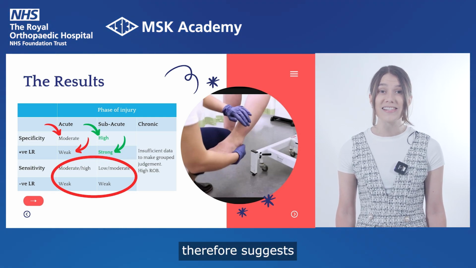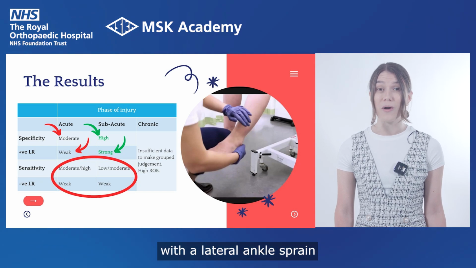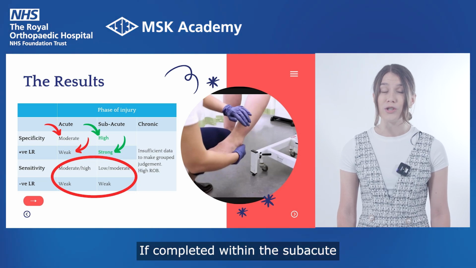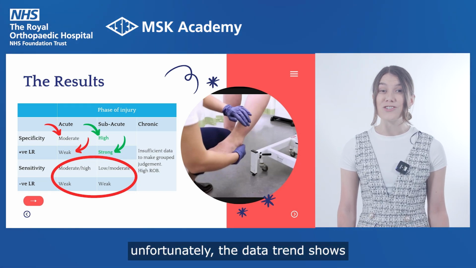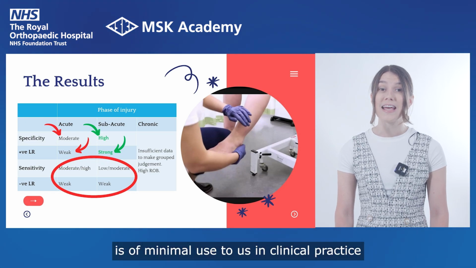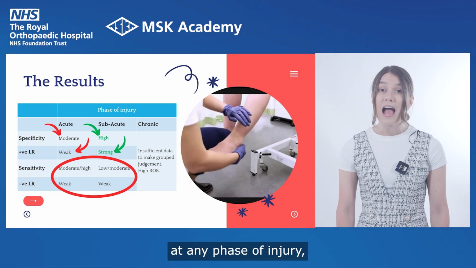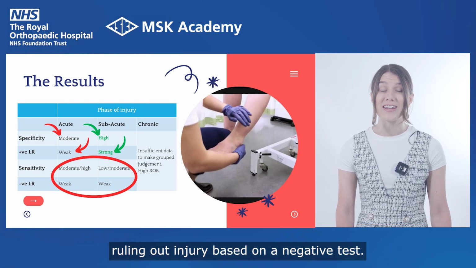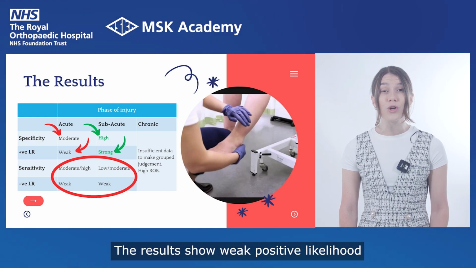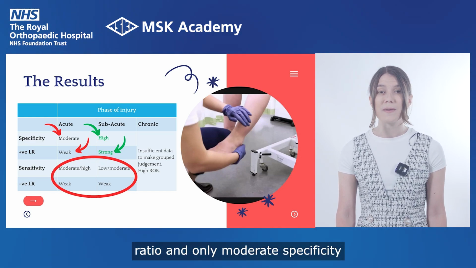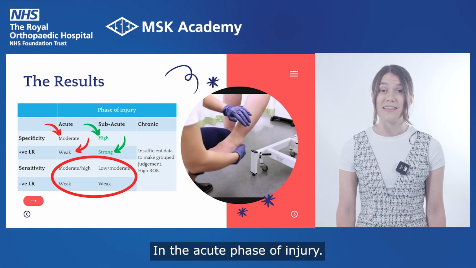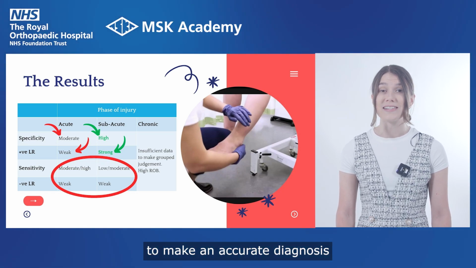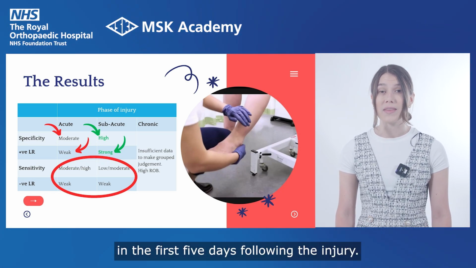The data therefore suggests that we can diagnose a person with a lateral ankle sprain to a higher certainty based on a positive anterior drawer test, if completed within the subacute phase of injury. Unfortunately, the data trends show that a negative test is of minimal use to us in clinical practice at any phase of injury, and therefore other investigations and clinical history should be considered before ruling out injury based on a negative test. The results show weak positive likelihood ratio and only moderate specificity when using the anterior drawer test in the acute phase of injury, suggesting a positive test is not sufficient to make an accurate diagnosis of lateral ankle sprains in the first 5 days following the injury.